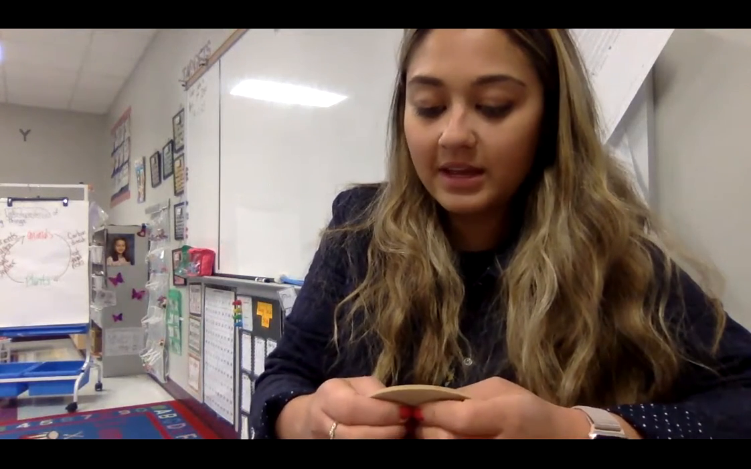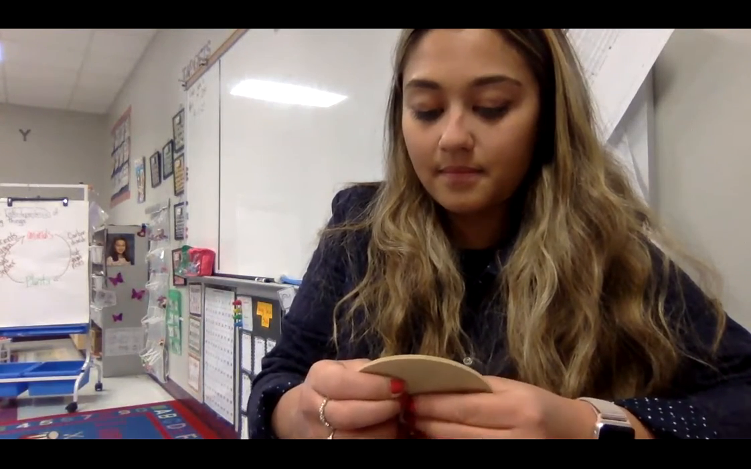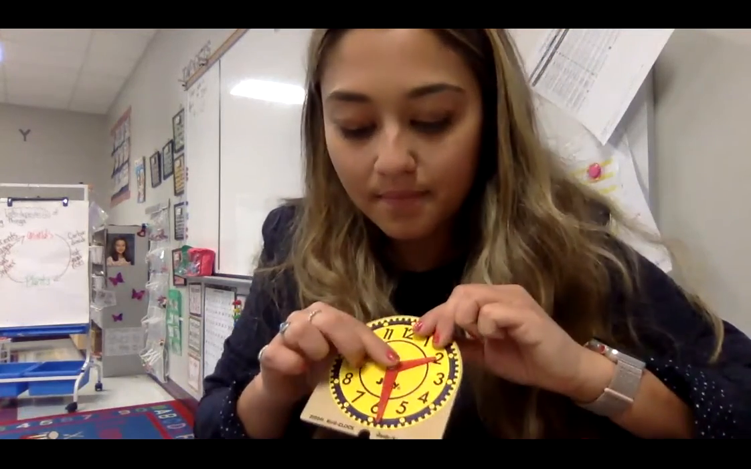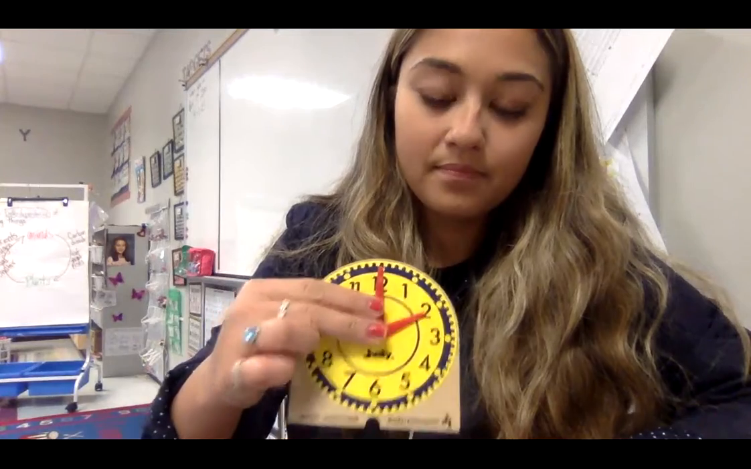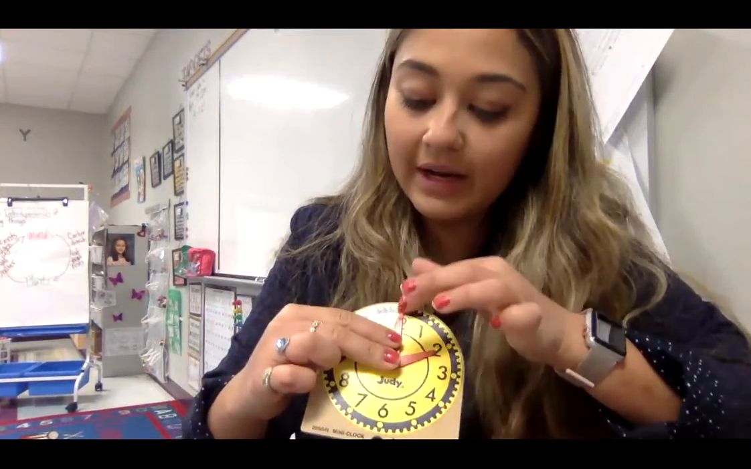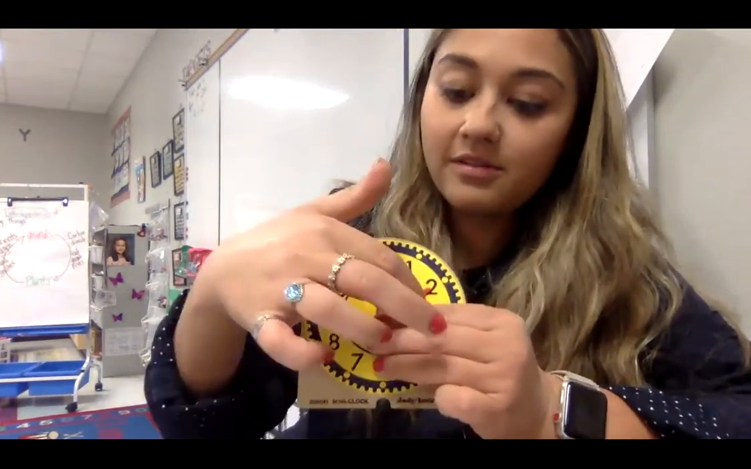Okay, what time are we seeing here? 2:30, very good. We see the hour hand pointing to the 2. Again, the minute hand is on the 30. But now, what time is it? 2 o'clock, very good. This minute hand is pointing to the o'clock right here on the hour. So that is 2 o'clock.